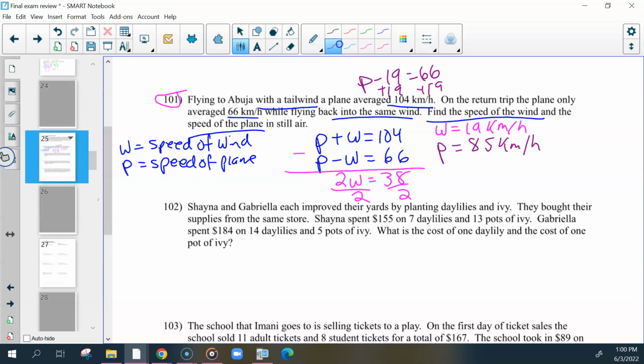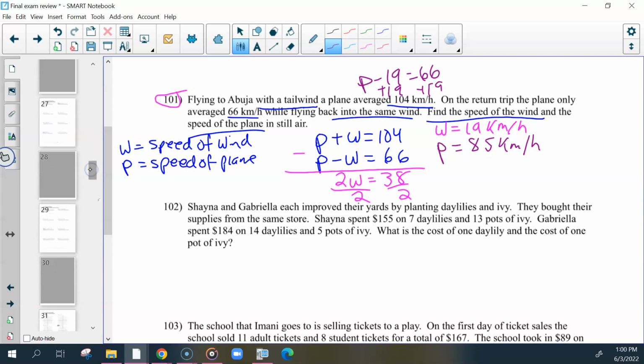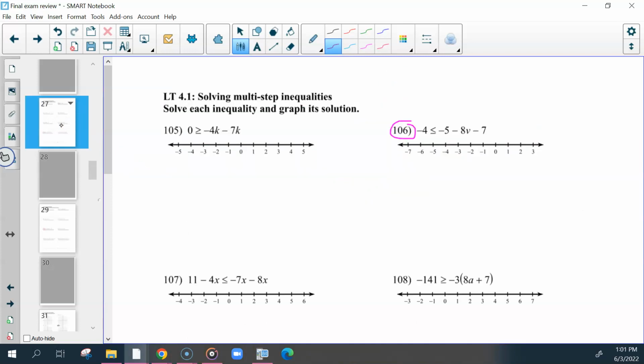Are there any others on this page we would like to see or go over? If not, we're going to move on. So now we're in Unit 4, our inequalities. So we're just going to do a couple of these.